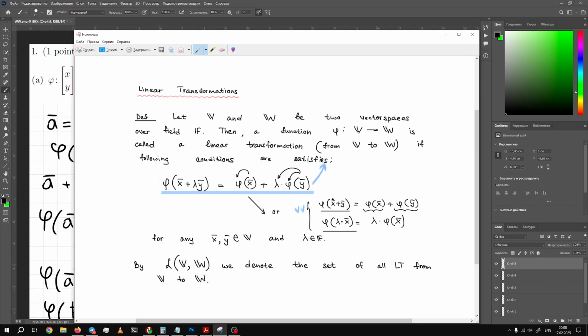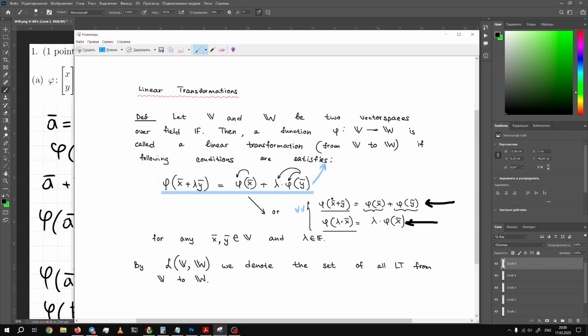Look, we have basically two conditions. The first one is additivity, where phi of two vectors is equal to the sum of two transformations individually. And also we can take the constant out of brackets, so this is homogeneity.